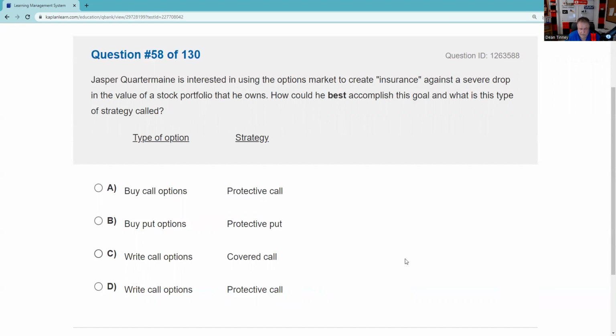So insurance means I'm going to buy the option, so we should have been able to get rid of C and D right out of the gate. When we see the word insurance, we're buying an option. If we see the word income, we're selling an option. So we're going to do A or B. For a drop, what I would like to do is establish the choice to sell my stocks. So I'm going to buy a put, and that's called a protective put. If I want to do this for my entire portfolio, I probably wouldn't buy a put on each of the securities I own. I'd probably buy a put on the index that most closely approximates my portfolio. And I would hope that when the value goes down, the value of my put goes up, and I would make some money to offset the loss in my portfolio.